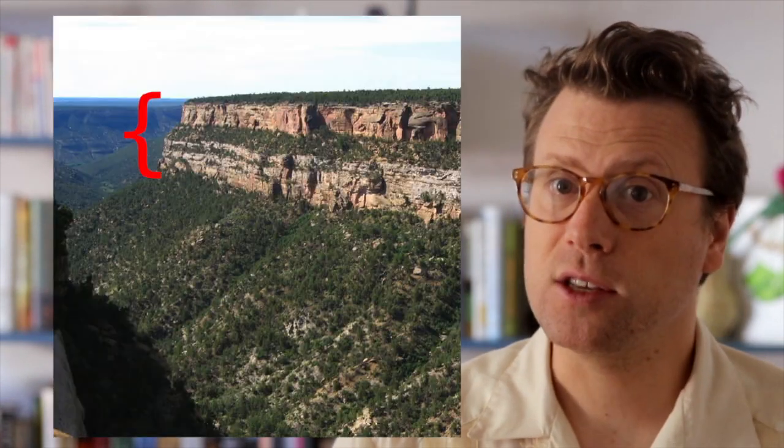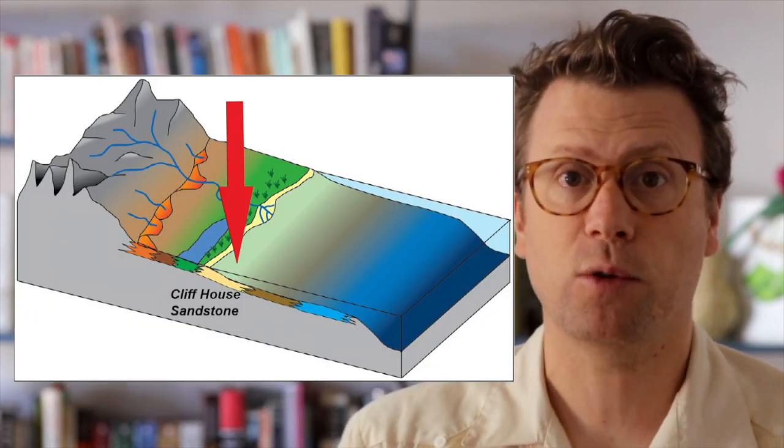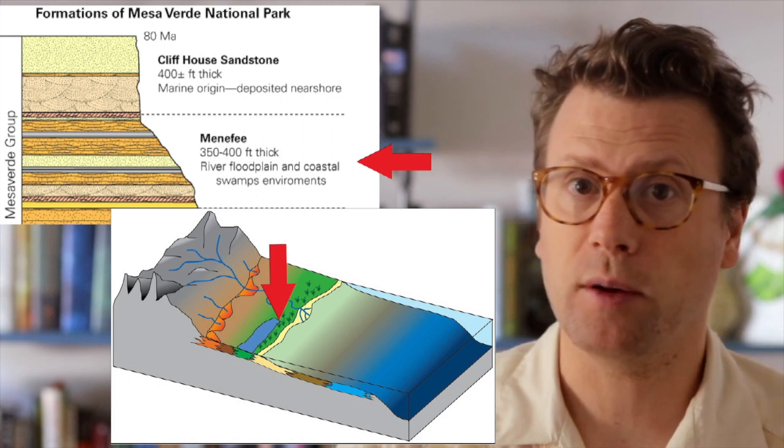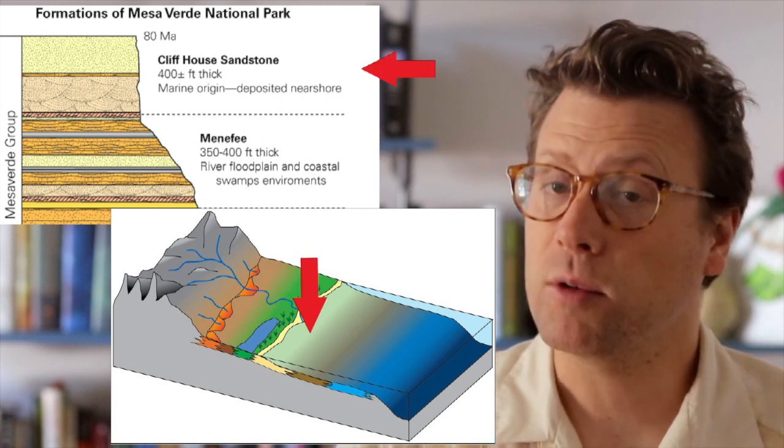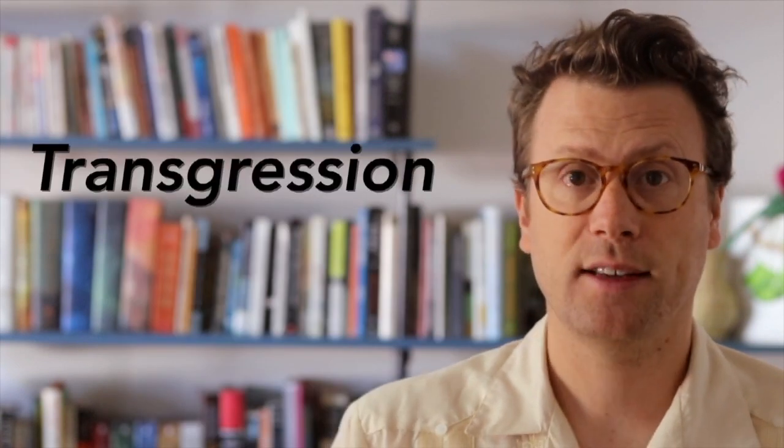The Cliff House Sandstone was deposited in a shallow nearshore environment, so the transition from the coastal Menefee group to the nearshore Cliff House Sandstone records a relative sea level rise, called a transgression. Outside of the national park, even younger stratigraphic layers are exposed, and we know that the Cliff House transgression was short-lived and the overall pattern was one of regression and relative sea level lowering.